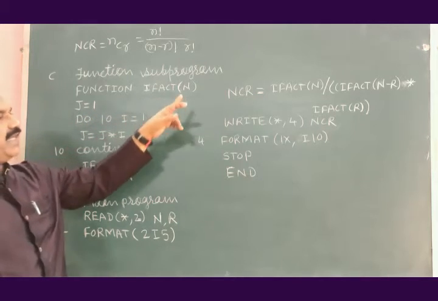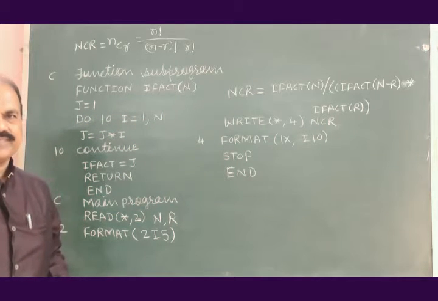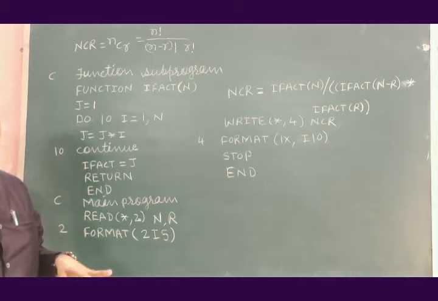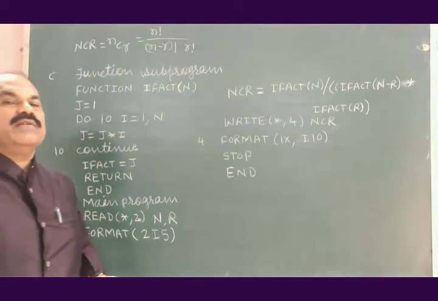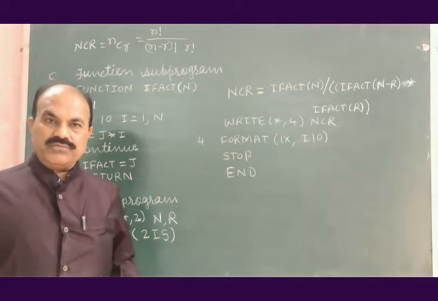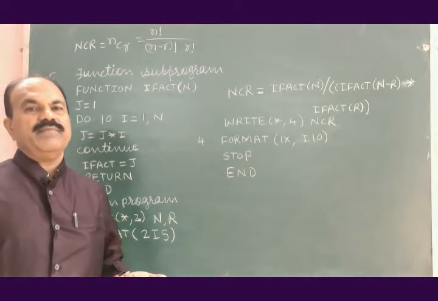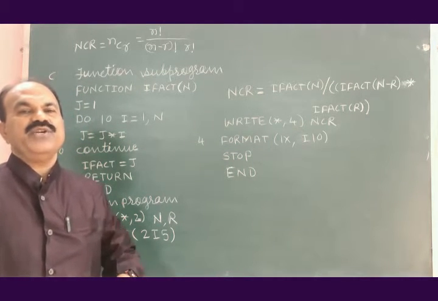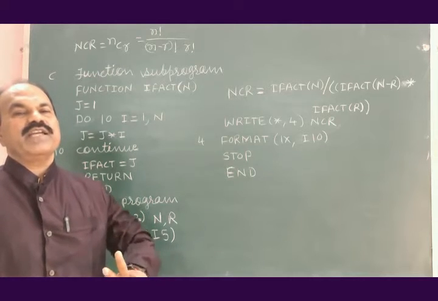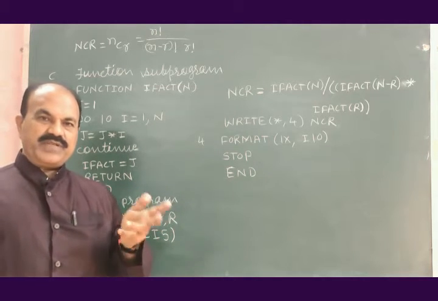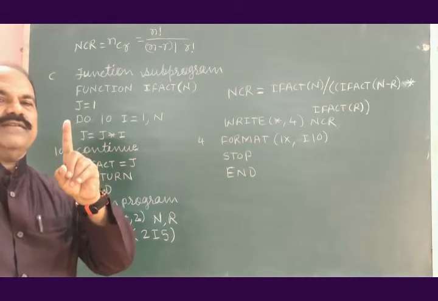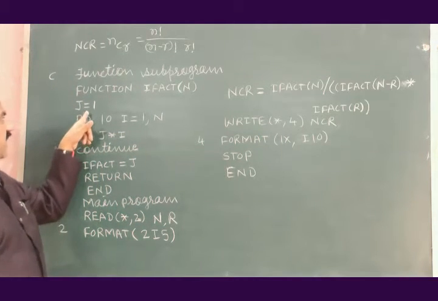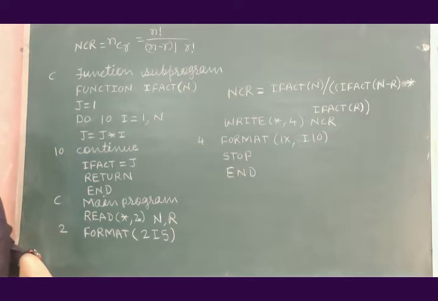Function I fact n, I fact for factorial of n. What is factorial of n? N into n minus 1 into n minus 2 into n minus 3 and so on up to 1. So, initially I have considered the value of j as 1.